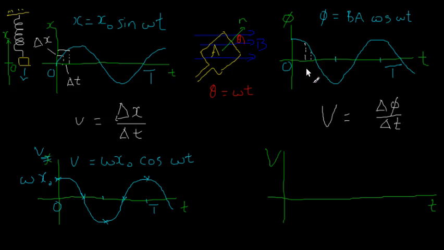Let's say I take a short time here, delta t, and the corresponding change in flux is here. So that's my delta phi. Delta phi is just a vertical change, delta t is the horizontal interval, so the ratio is just a gradient. Therefore, according to Faraday's law, we can deduce that the voltage is just the gradient of the flux time graph. Now that is a very useful result.